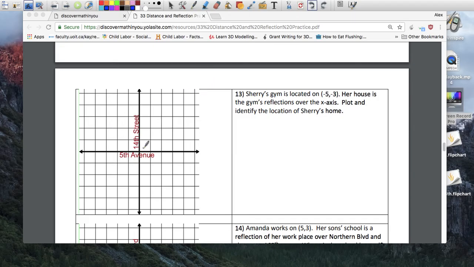Sherry's gym is located on -5 and 3. 1, 2, 3, 4, 5. -5 and -3. 1, 2, 3. This is Sherry's house. Her house is the gym's location reflected over the x-axis. The x-axis is over here. So on the other side of Fifth Avenue, it's 1, 2, 3. Notice that it's 3 units away from Fifth Avenue. Her gym, I call her G for gym. And her house, H for house, is also 3 units away from Fifth Avenue, or the x-axis, but just on the other side. So the location of her home is going to be -5 over, but on the other side of Fifth Avenue, 3 up.